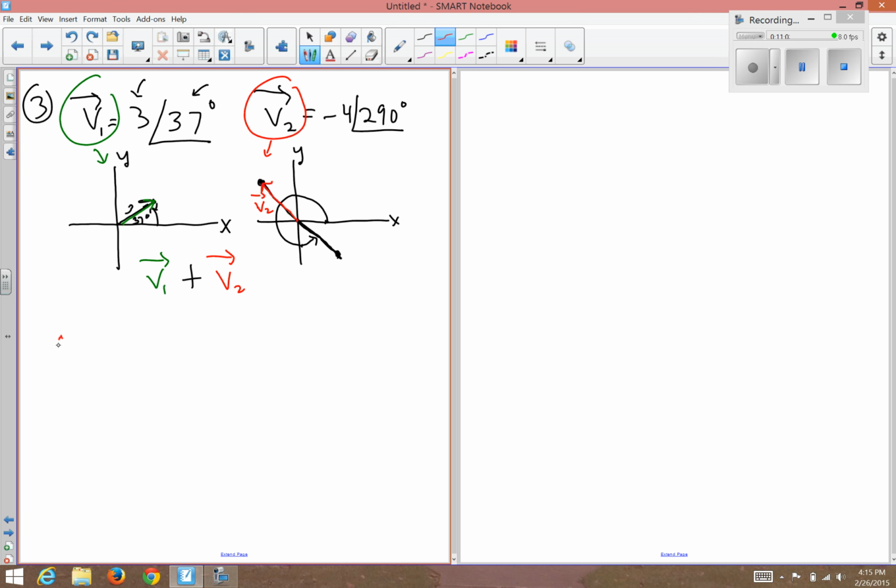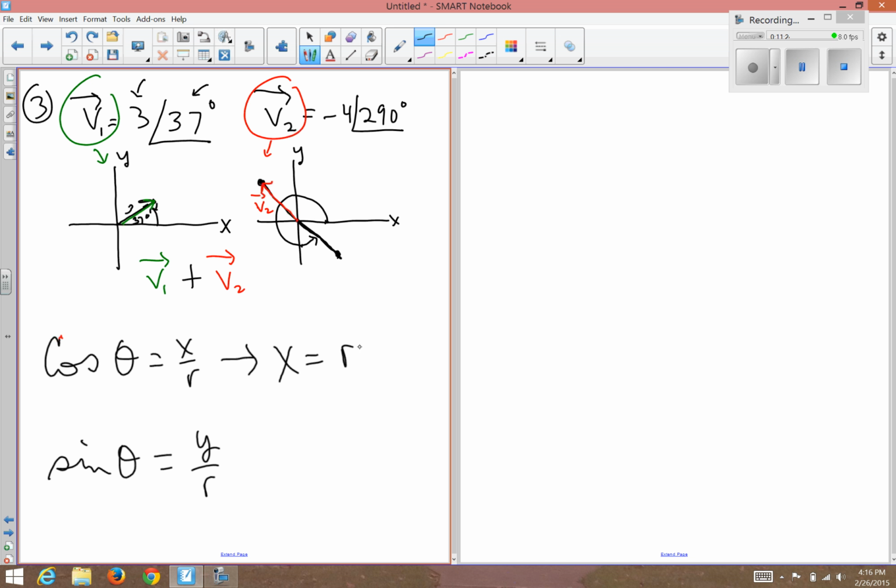The definitions of sine and cosine are: cosine of any angle is x over r, and the sine of any angle is y over r. By cross multiplying, x is always r times cosine theta, and y is always r times sine theta. And when the vector is given in this form, with the number out here and a measure of an angle in here, that's r and that's theta.